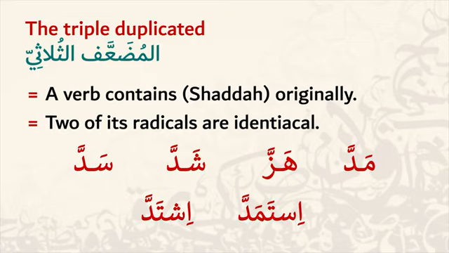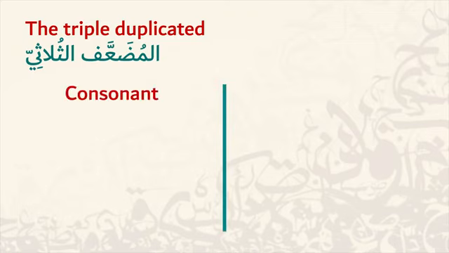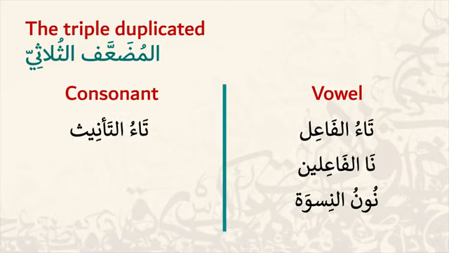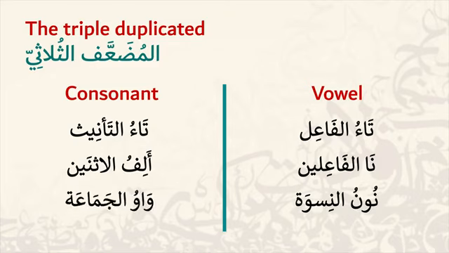In conjugating this type of verbs, we need to remember the classification we did in the beginning of this video, when we classified the suffixes that join past verbs into consonant and vowels. Three of them are vowels, متحرك: تاء الفاعل, نا الفاعلين, and نون النسوة, and three others are consonants, ساكن: تاء التأنيث, ألف الاثنين, and واو الجماعة. Here comes the importance of this classification.